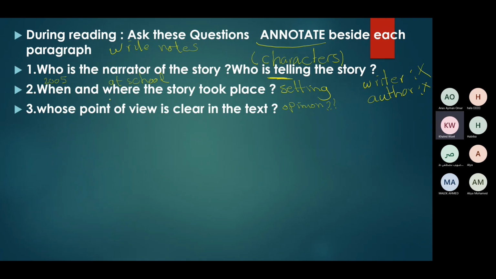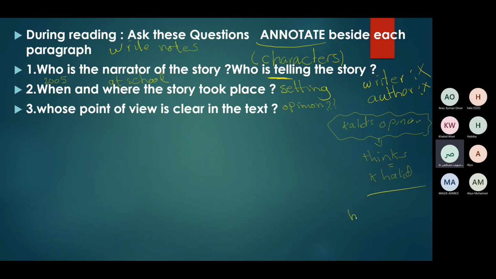I don't understand this question. Three? Yeah, three. Okay. I can write a story about Khalid, and I copy all of Khalid's opinions. So the whole story focuses only on what Khalid thinks. So here, the story is written from which character's point of view? Khalid, right? Yes.